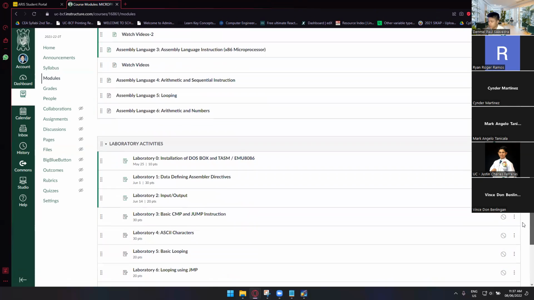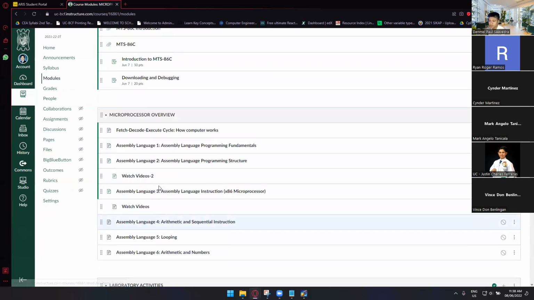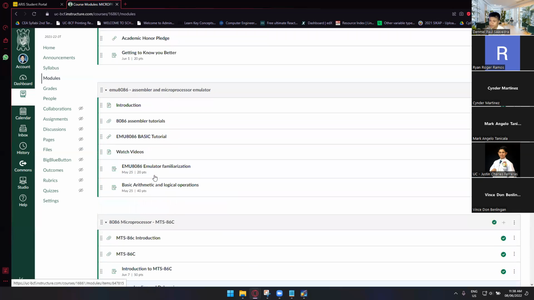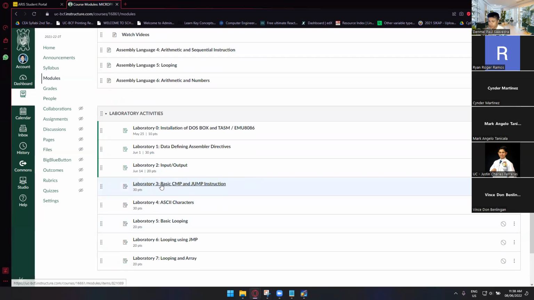So your last laboratory before your midterm exam would be this lab number 2. It seems we were only able to finish 3 laboratories, but if we count this, 1, 2, 3, 4, 5, 6, and then 7, it's a total of 7 laboratories, including your limited face-to-face activities. I'm not really sure if we can finish the entire finals, since we still have one more limited face-to-face activity. So lab number 3 to lab number 7, but we'll see.